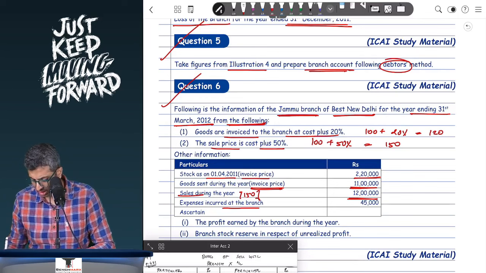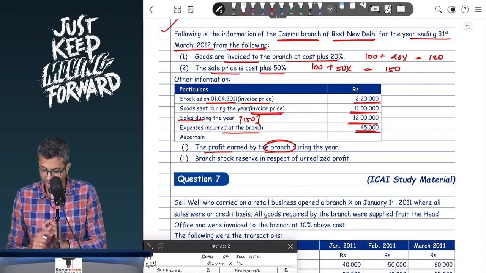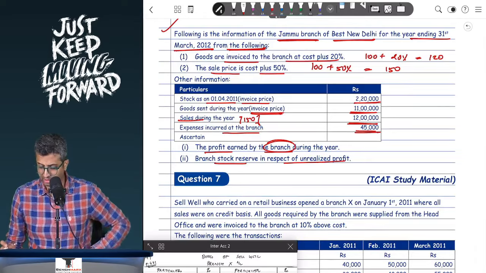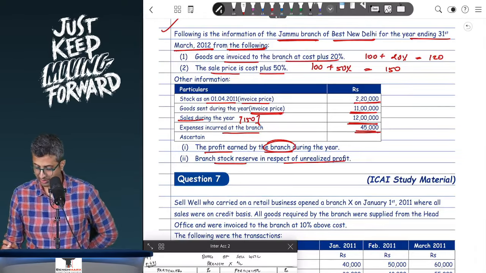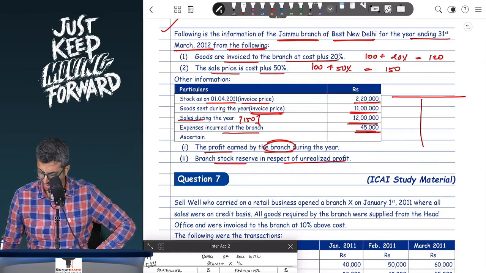Expenses incurred at the branch is 45,000. Ascertain the profit earned by the branch during the year and the branch stock reserve in respect of the unrealized profit. Okay, so when I look at this, you'll have an opening 2,20,000.